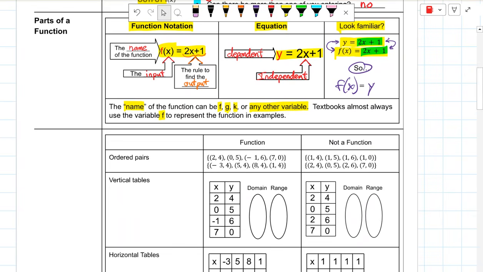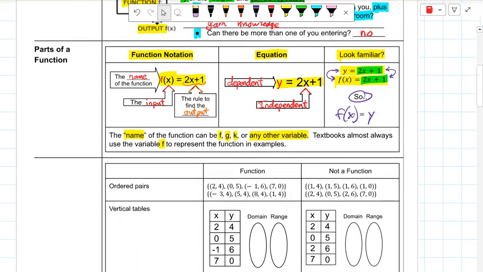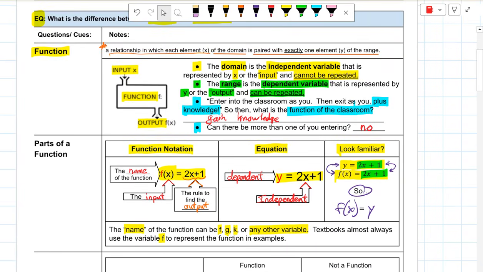So those are the parts of a function. Let's go right back up here to the function machine. Remember we said the function of the classroom is to gain knowledge? Well, you, as an individual, as an independent, come into the classroom, learn something, and then you leave a better student.